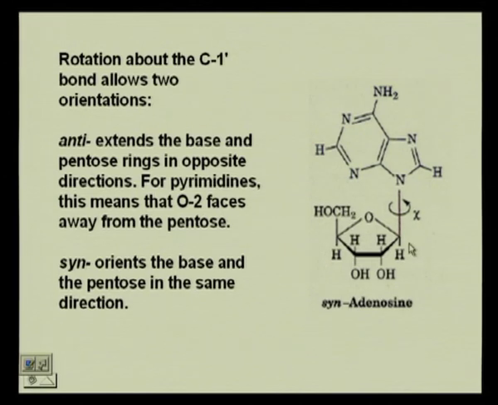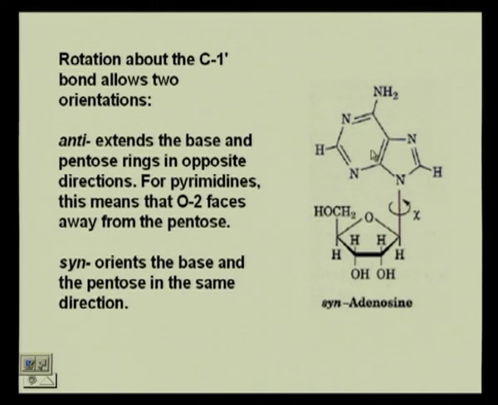Okay. Now, we have to look at another angle, the xi angle. What we are looking at here: is this a nucleoside or a nucleotide? It is a nucleoside. Why? Because it does not have the phosphate attached to it. It has the base attached to the sugar. Now, you have to remember again we have a single bond here. So, what is possible? Rotation about the bond is possible.